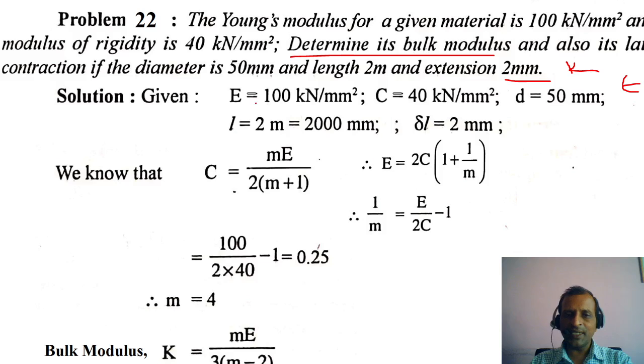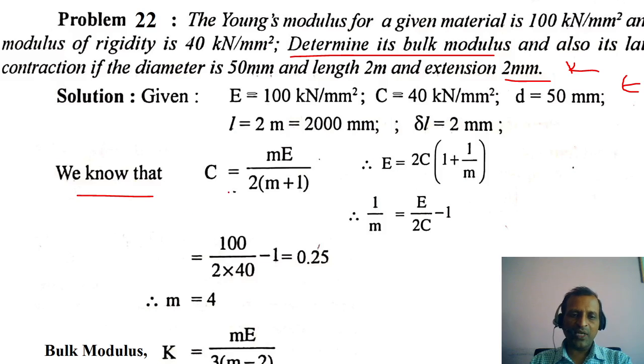So write down E is equal to 100 kilonewton per mm square. Kilonewton means 10 to the power of 3. C is given, that is modulus of rigidity, 40 kilonewton per mm square. 40 kilo means into 10 to the power of 3 again. D is equal to 50 mm. Length is 2 meter, convert it into mm because all units should be in the same units. So it is 2000 mm. Delta L is 2 mm.